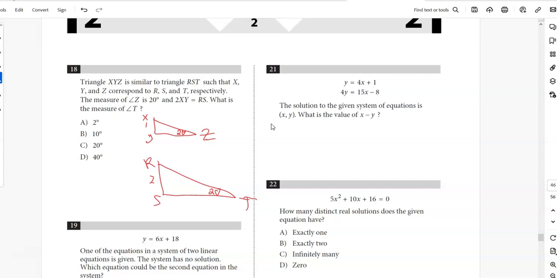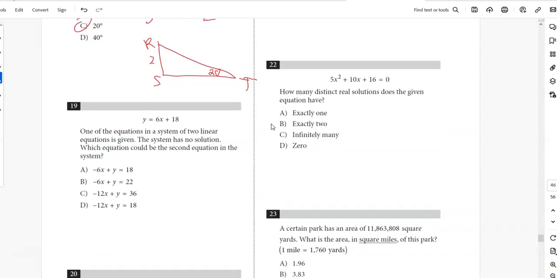Okay, they're similar triangles, right? So it says they're similar. That means the angles are the same, and it's going to be in that same order. T is the last letter there, which is going to be the same as the angle Z. So it's got to be 20 degrees. So it's almost a little easier than I thought it was going to be there. They will get hard, I promise.